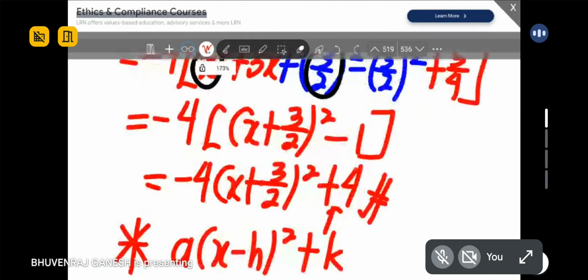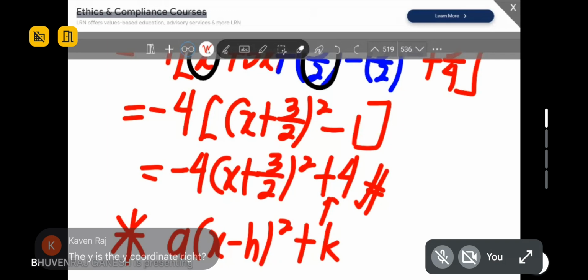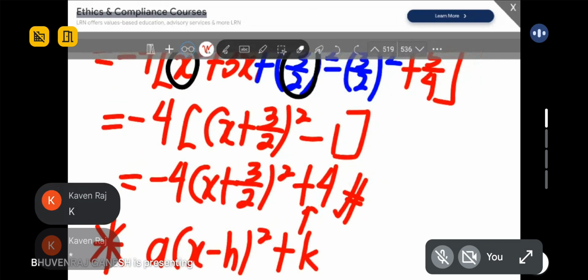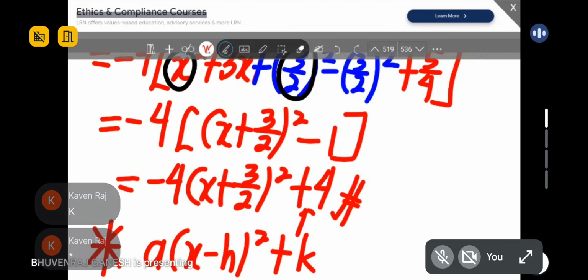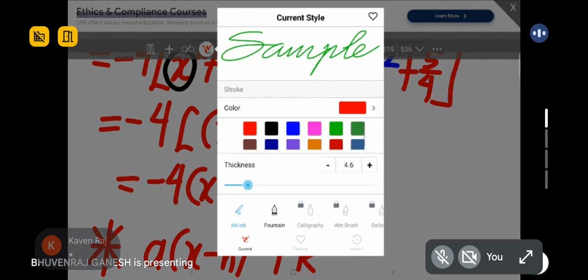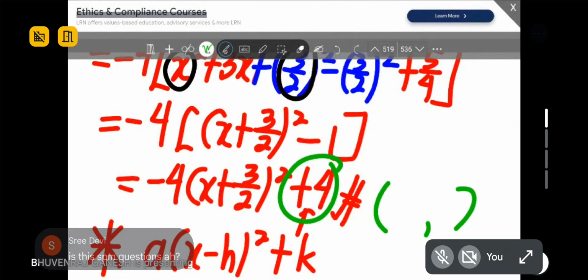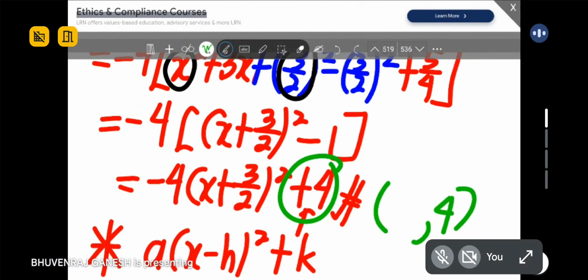Any mistake? I'm scared I made a mistake already. Oh, the y is the y coordinate, right? The y is the y coordinate for the maximum point. Y coordinate for the maximum point. So it is (something, 4). The y coordinate for the maximum point only.